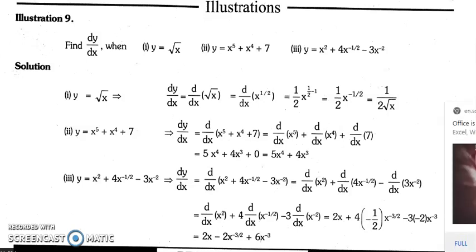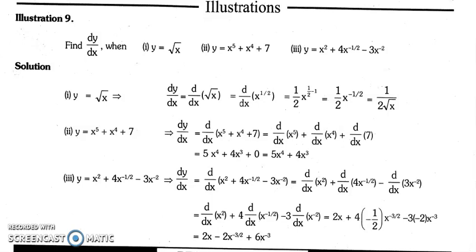So my name is Shubham and today we'll be continuing with our next topic, that is differentiation. I hope you have learnt the formulas that we posted in the previous video. So these are a few examples based on the formulas. It says find dy by dx when y is equal to root x, y is equal to this one and y is equal to this. So these three are the examples.